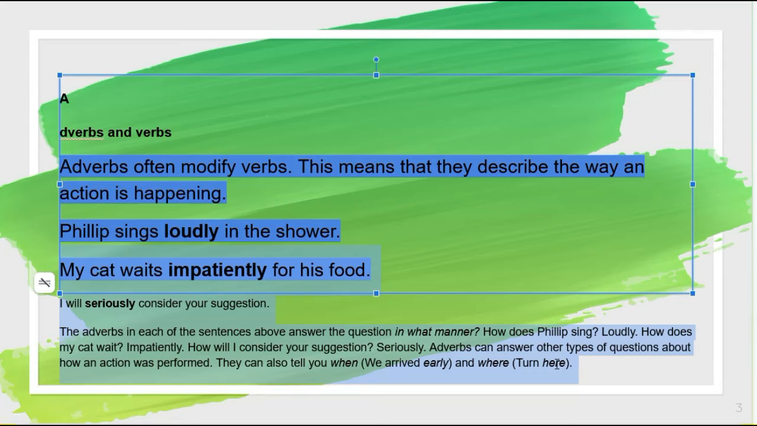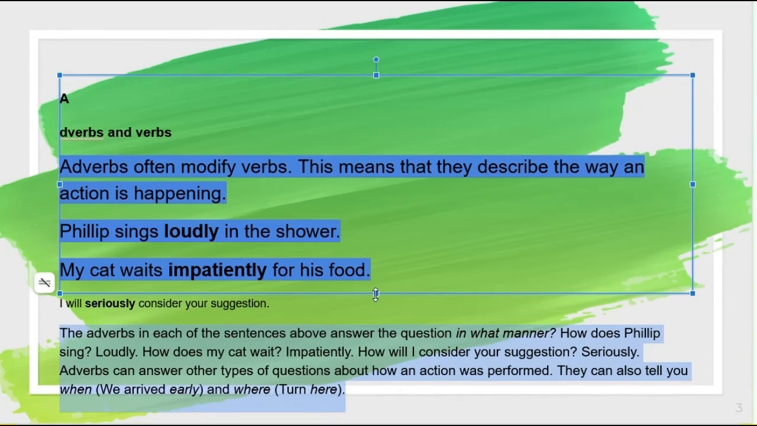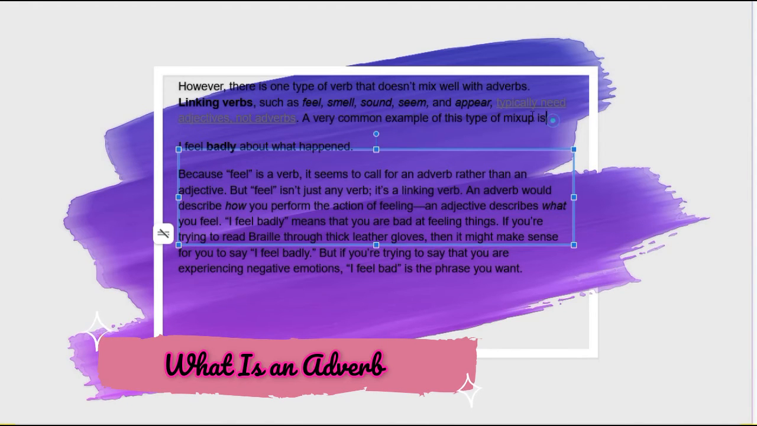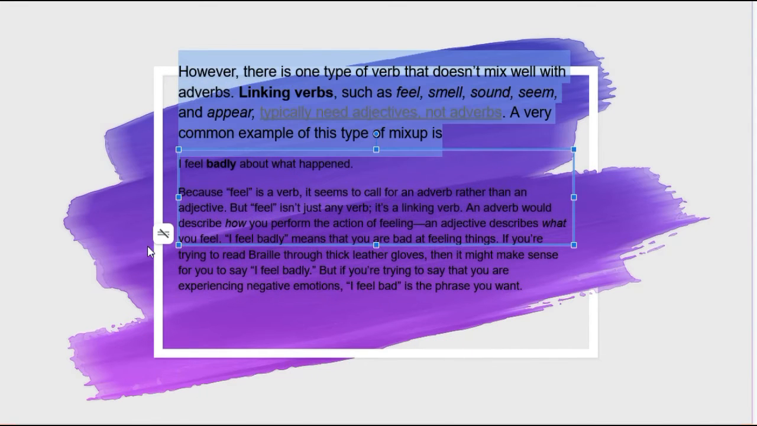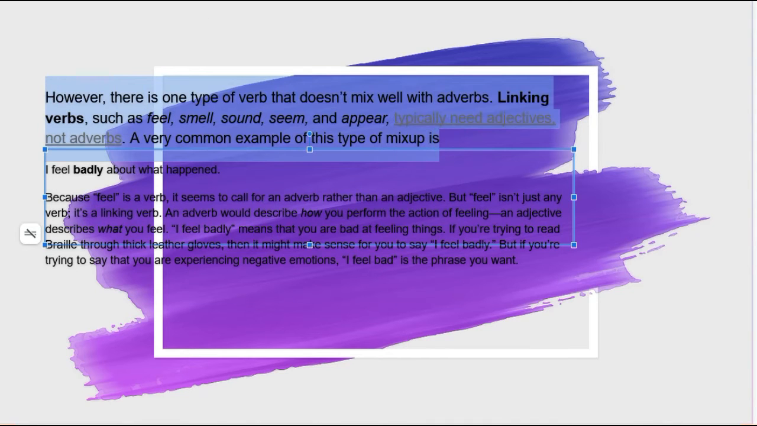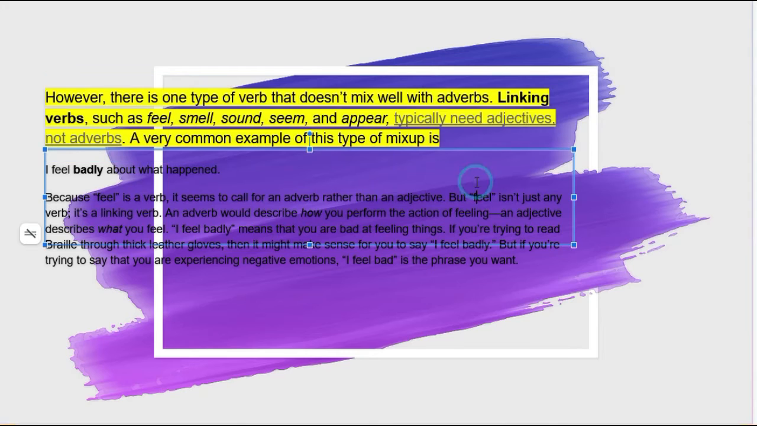Adverbs can answer other types of questions about how an action was performed. They can also tell you when, we arrived early, and where, to here. So this is a really important slide. I'm making a note of how this happens. In this slide I'm focusing on the few steps we must take to understand more clearly the way it was.